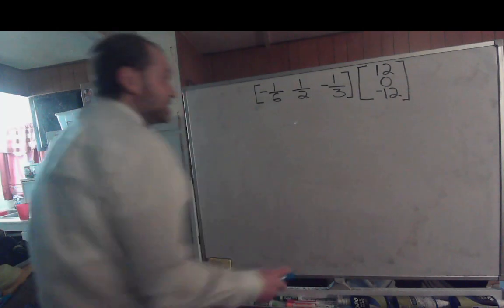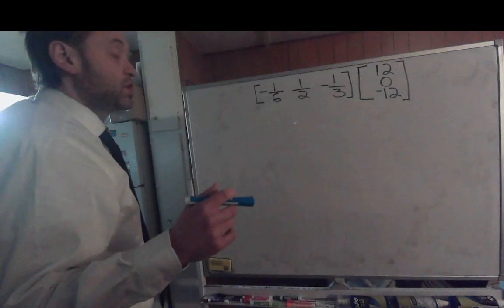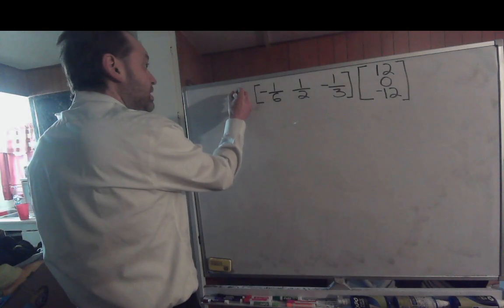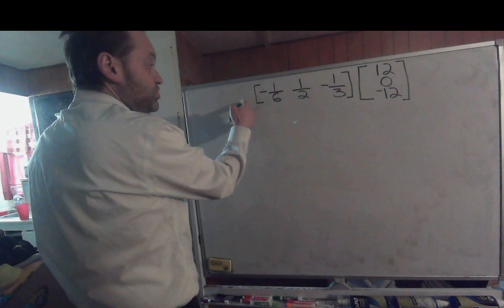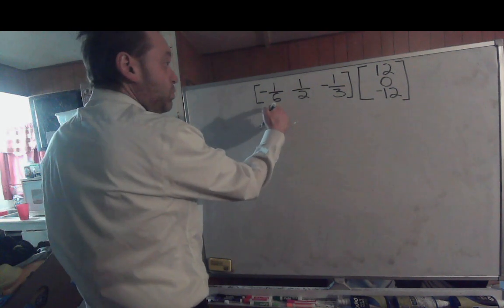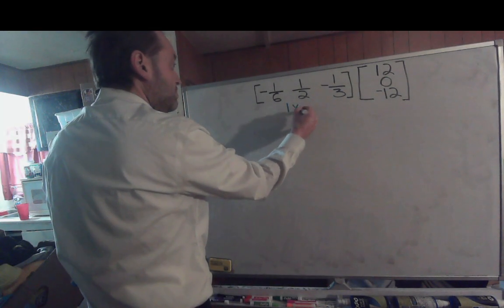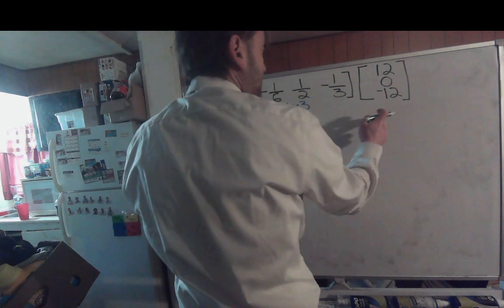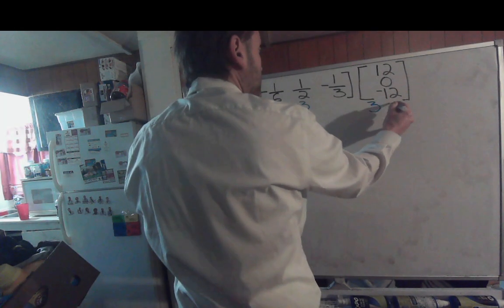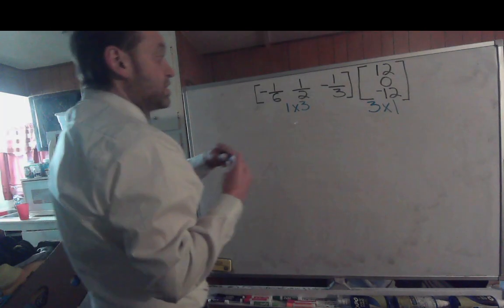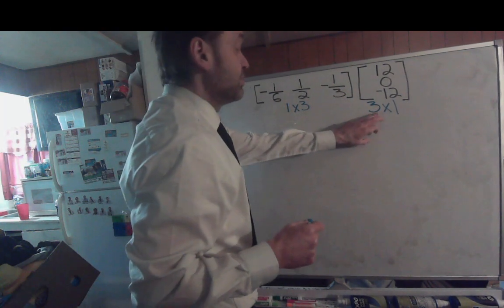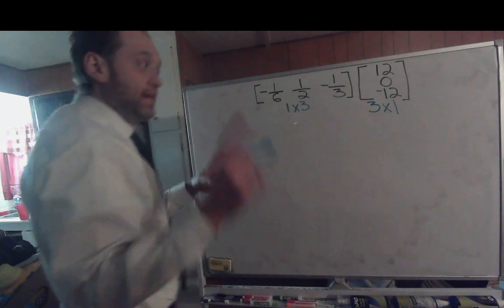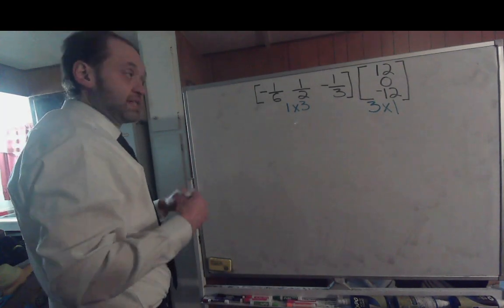First thing I'm going to suggest is you find the dimensions of each matrix. So the first matrix, we'll call the first matrix A, has dimensions of 1 row by 3 columns. So this is a 1 by 3 matrix. The second matrix we'll call B has 3 rows by 1 column. Well, the number of columns in the first matrix matches the number of rows in the second matrix. So yes, it is possible to multiply these. It's completely possible.